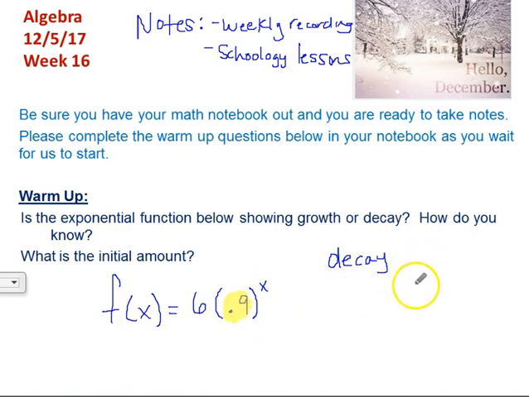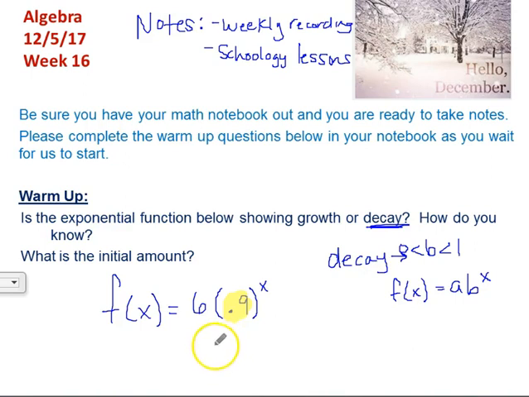And we know that because this term here is less than 1. So we can say our b term. Remember, when we have exponential functions, we always say it's in the general format of a times b to the x. So it's showing decay because our b term is less than 1. It's greater than 0, but less than 1. So we know it's showing decay.